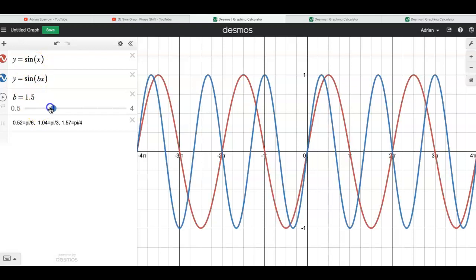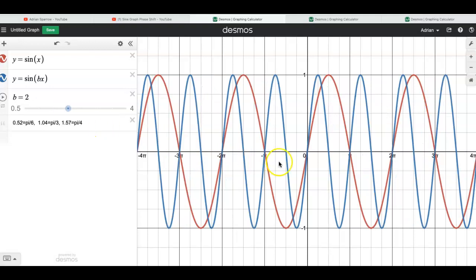As I make b a higher number, such as 2, you can see that the blue curve has been squashed in. And the number of periods that the blue graph can now do in 2 pi is 1, 2. So basically, in 2 pi, it's now done 2 periods. So half that, and this number here is pi, that's the time it takes the blue curve to do 1 period, is now pi. What we've done is we've taken 2 pi for the original, and we've divided it by 2.